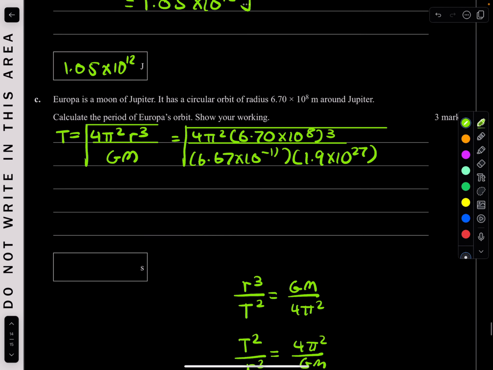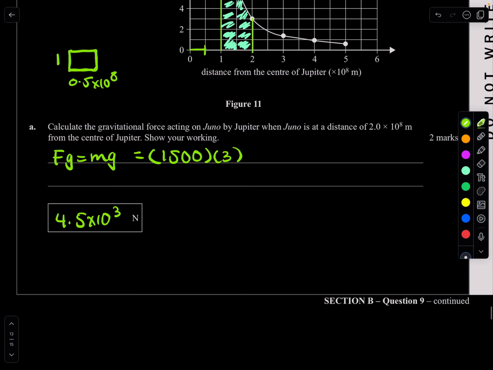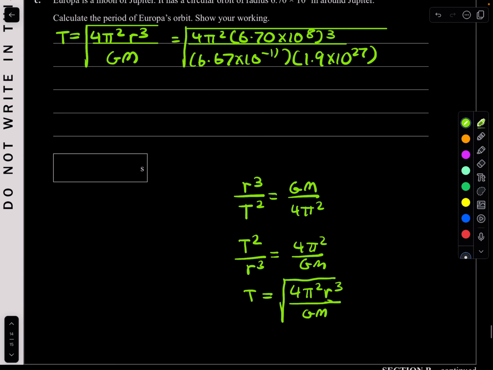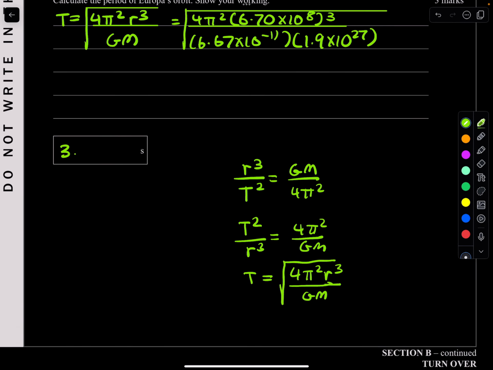All right, looks good. And so putting this in your calculator, 4 pi squared times 6.70 times 10 to the power of 8, to the power of 3, over 6.67 times 10 to the negative 11, times 1.9 times 10 to the power of 27. Entering that, I get, to two significant figures, everything was in, was it 3? Everything looks like it's 3 significant figures. Yeah, so 3 significant figures, I get 3.0.